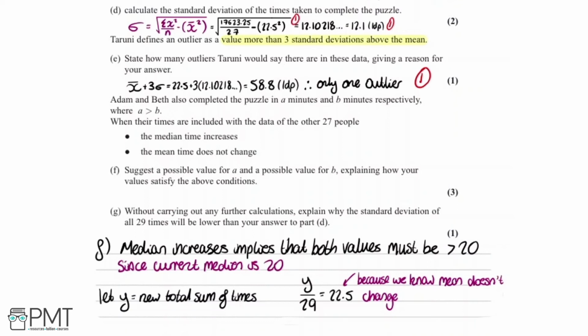But we know that that doesn't change. We're going to set that equal to 22.5. So then from that, if we multiply both sides by 29, we can say that y equals 652.5. So continuing the work up here, we've got that the new total sum of times is 652.5.